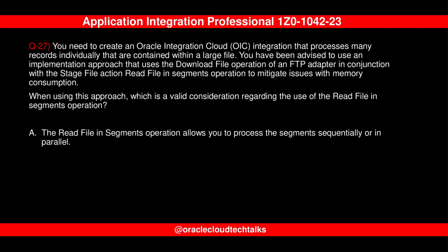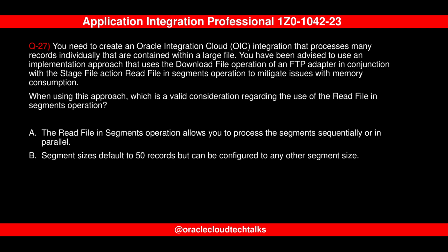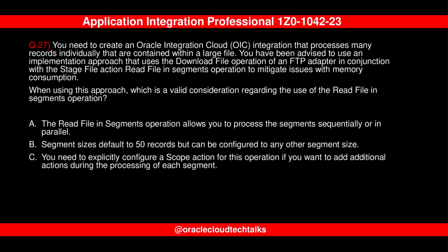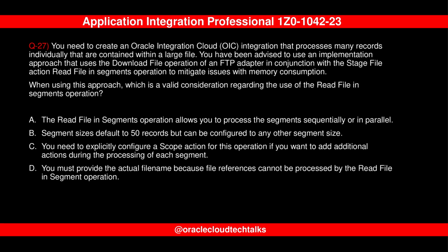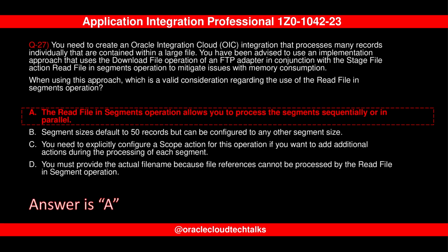A. The read file in segments operation allows you to process the segments sequentially or in parallel. B. Segment sizes default to 50 records but can be configured to any other segment size. C. You need to explicitly configure a scope action for this operation if you want to add additional actions during the processing of each segment. D. You must provide the actual file name because file references cannot be processed by the read file in segments operation. Answer is A.